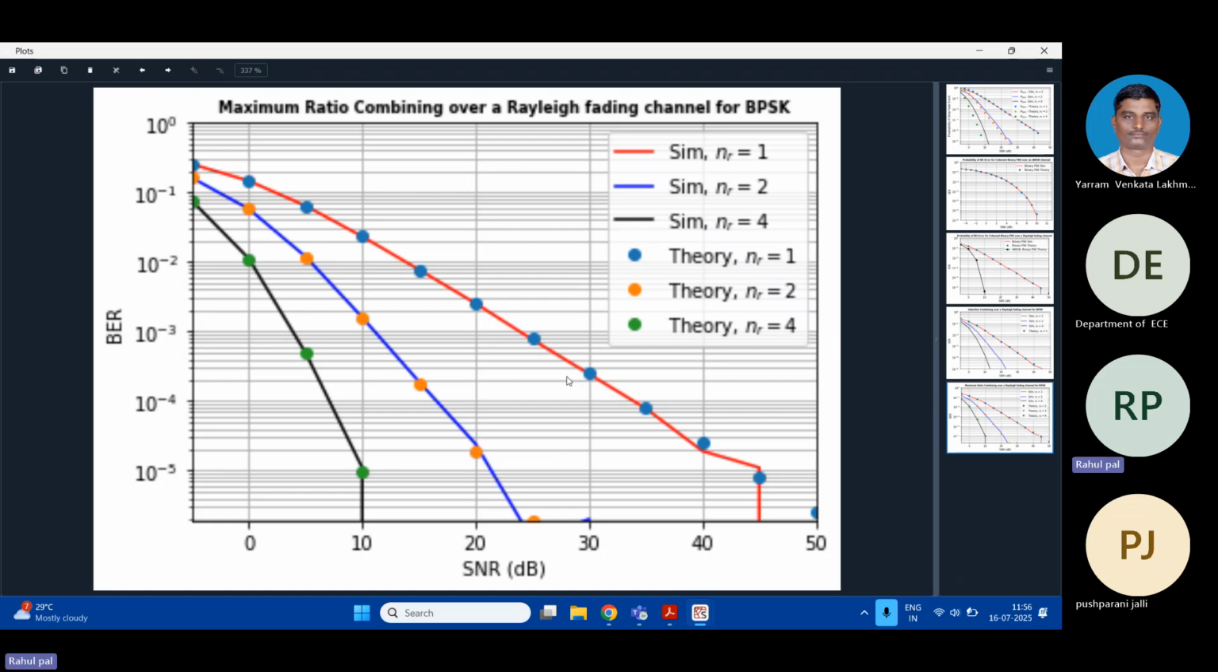Now for the second case you can see this blue part and this brown circle. The brown circle corresponds to the theoretical expression and this blue line corresponds to the simulation. Both of them match with each other, so our calculation is correct. As we increase the number of receiving antennas, the probability of error is reduced. This is maximum ratio combining, and it is used in today's wireless communication systems.